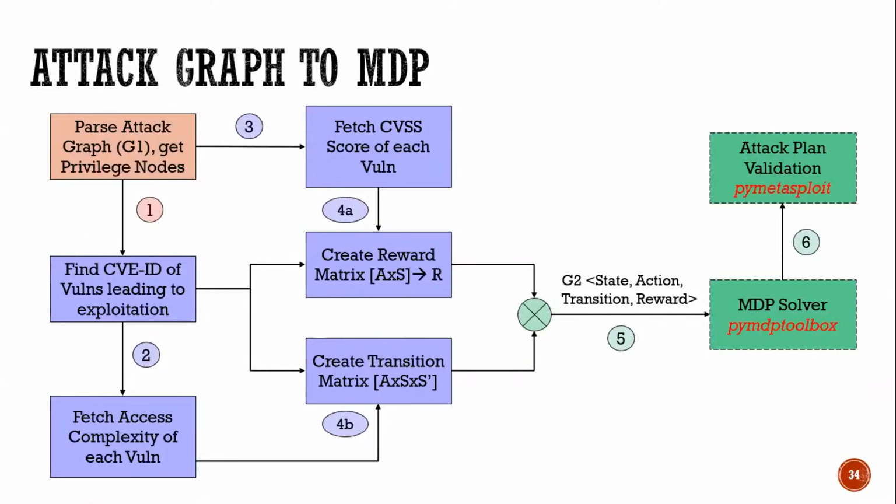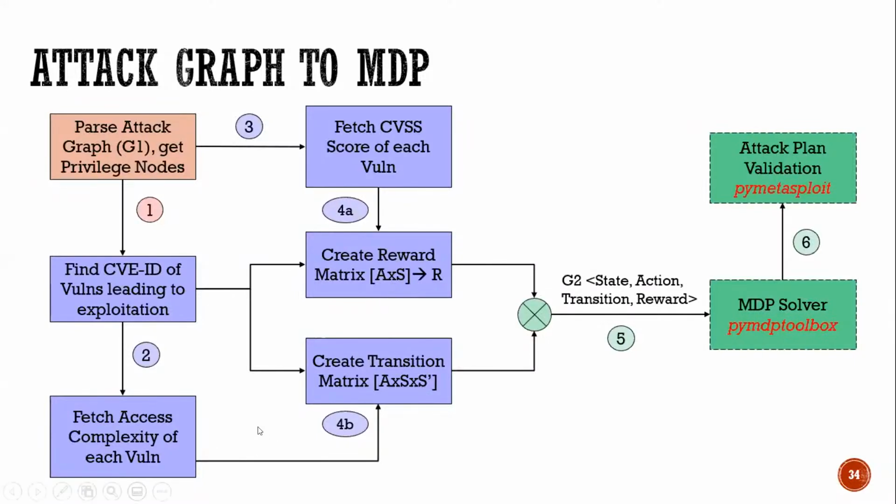So, bridging it all together, this is how we arrive at a Markov decision process from an attack graph. This is the algorithm that I designed. Basically, in step 1, you parse the attack graph to get the nodes which show the privilege of the attacker. In step 2, you find the CVE IDs of the vulnerabilities that lead to this exploitation. In step 3, from the attack graph, you fetch the CVSS score of the vulnerabilities. In step 4A, you use the CVSS score to create a reward matrix which maps the actions and the state transitions to a real value. So basically, it will be, say, a column matrix for different CVSS scores.